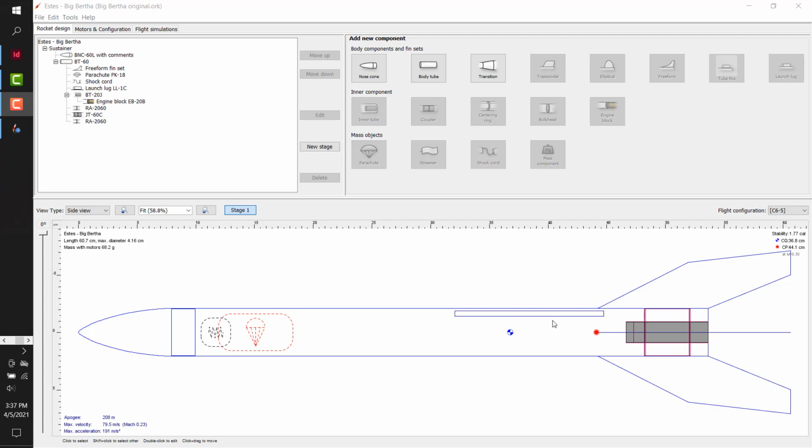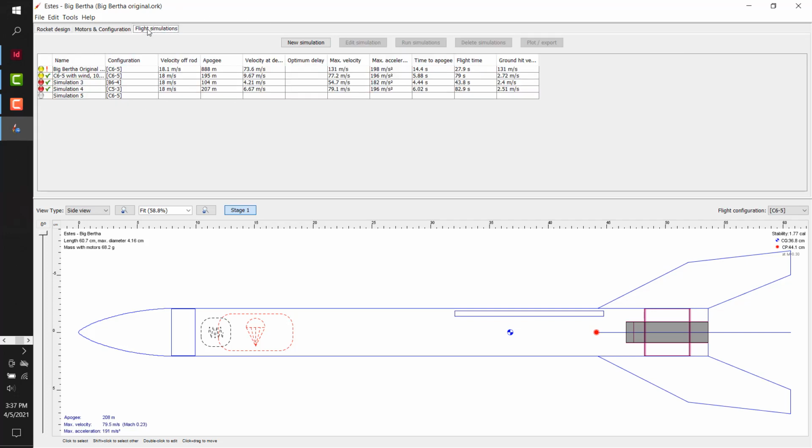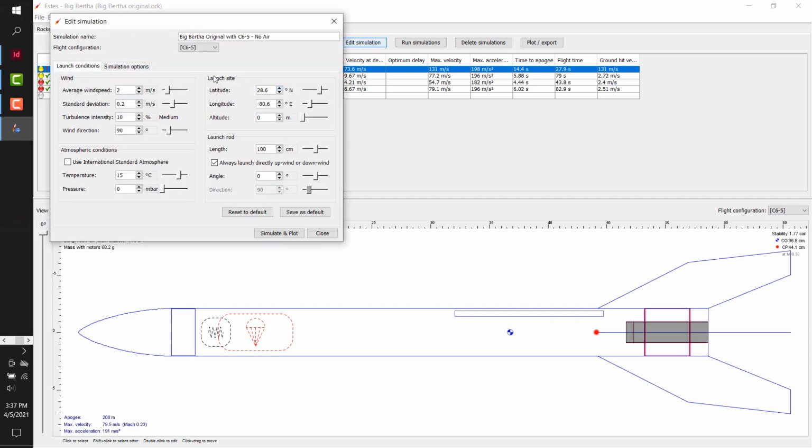Okay, so this is the program called Open Rocket, and I've loaded the Big Bertha rocket. This is what it looks like. I'm going to run the scenario with the C6-5 motor with no air. So I'm going to go to Motors and Configuration, make sure I've got the right motor. There we go, C6-5. Then we go to Flight Simulations, and I've already got a lot of these set up with C6-5, no air. All right, so we're going to edit that simulation.